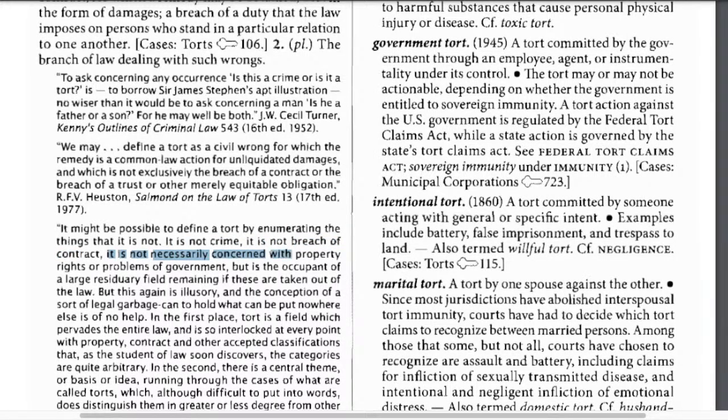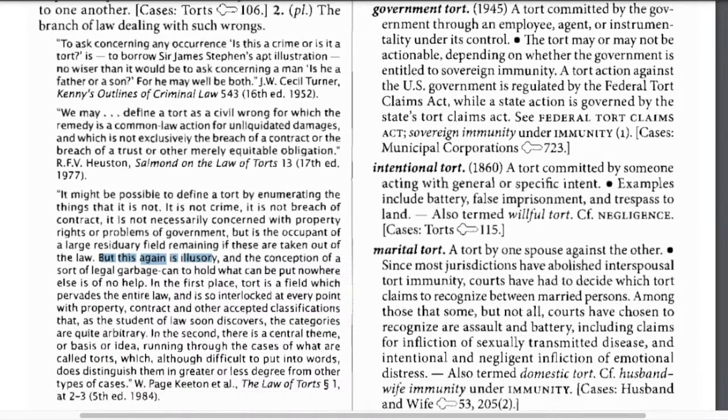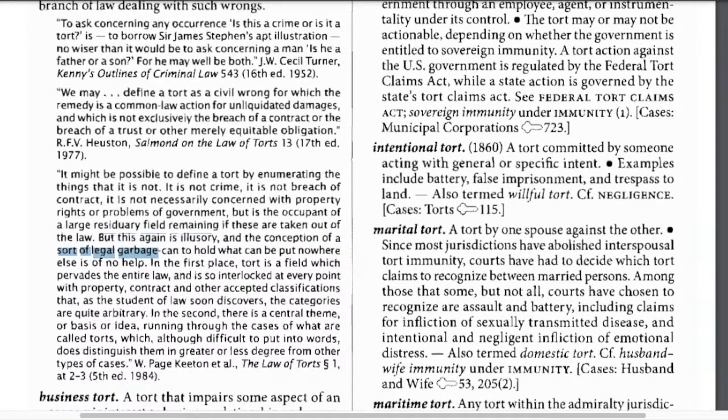It is not necessarily concerned with property rights or problems of government, but it is the occupant of a large residuary field remaining, if these are taken out of the law. But this again is illusory, and the conception of a sort of legal garbage can to hold what can be put nowhere else is of no help. In the first place, tort is a field which pervades the entire law, so it is interlocked at every point with property, contract, and other accepted classifications that, as students of law soon discover, the categories are quite arbitrary.